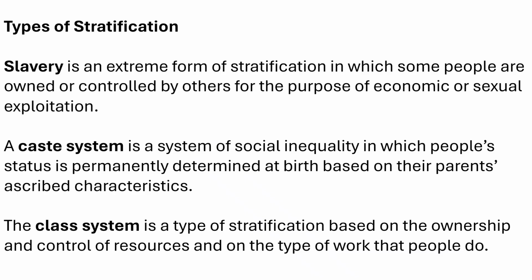Stratification. This slide introduces three primary types of stratification: slavery, caste systems, and class systems. Each form represents a different level of social inequality, with slavery being the most extreme. Understanding these systems is essential for grasping how they have historically shaped societal structures and continue to affect social dynamics today.